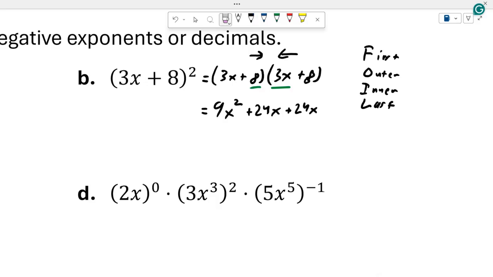That's not a coincidence. And then for the L in FOIL, it's last. So it's my last two terms. In this case, that's 8 and 8. And when I multiply those together, I get 64.